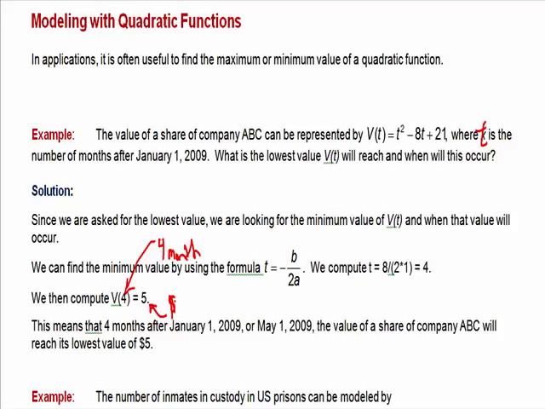So when the question asks me, what's the lowest value it will reach and when will it occur? The lowest value will be $5, and that'll be 4 months after January 1st. So if I go 4 months, let's see, that's February 1st, March 1st, April 1st, and May 1st. And so on May 1st, we would expect it to reach the lowest value.